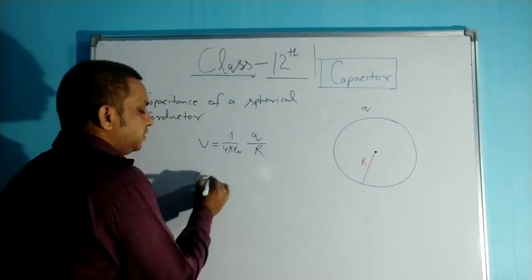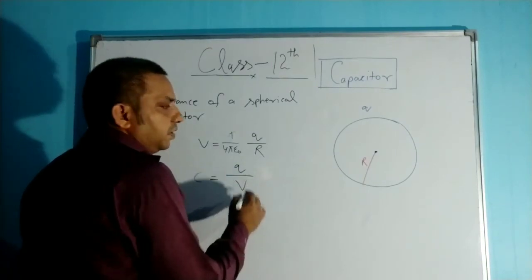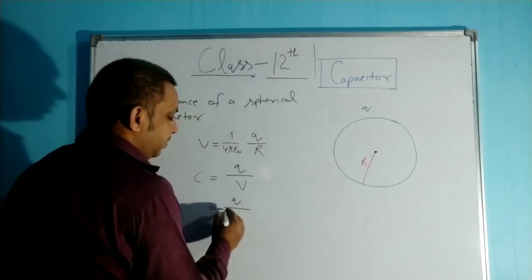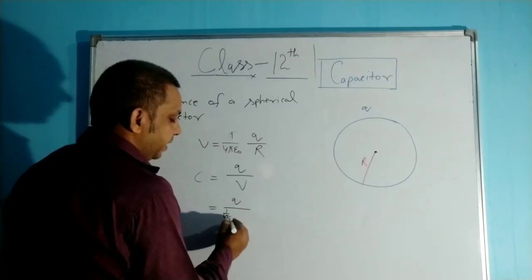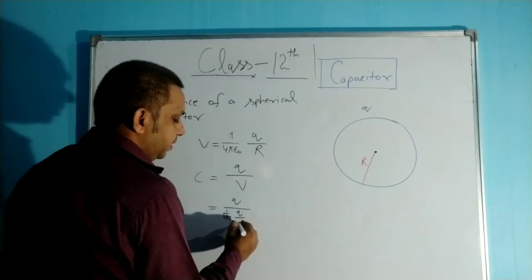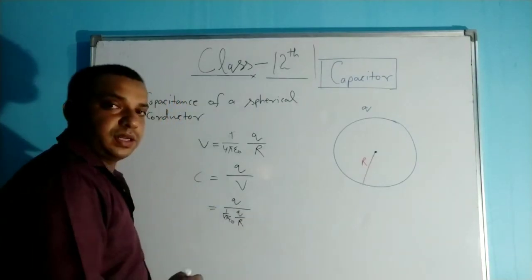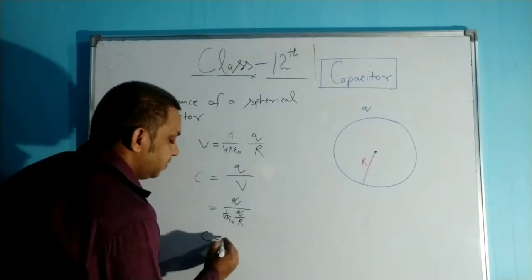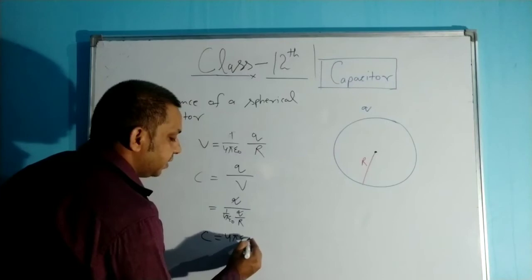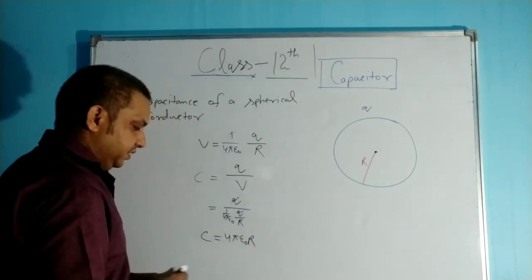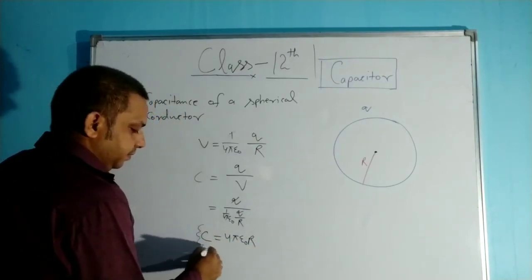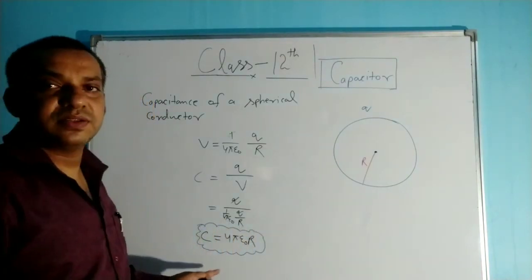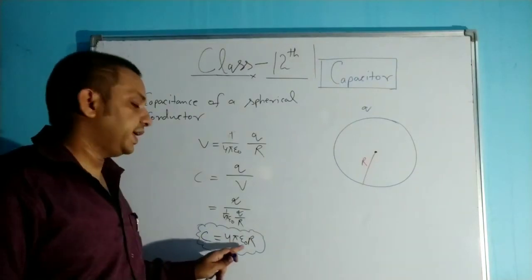Now in the formula C is equal to Q by V, just put the value of V here. So Q divided by 1 upon 4 pi epsilon naught Q by R. After simplification, the Q and Q cancel out. What you will get is C is equal to 4 pi epsilon naught into R. This is the formula for the capacitance of the spherical conductor, 4 pi epsilon naught r.